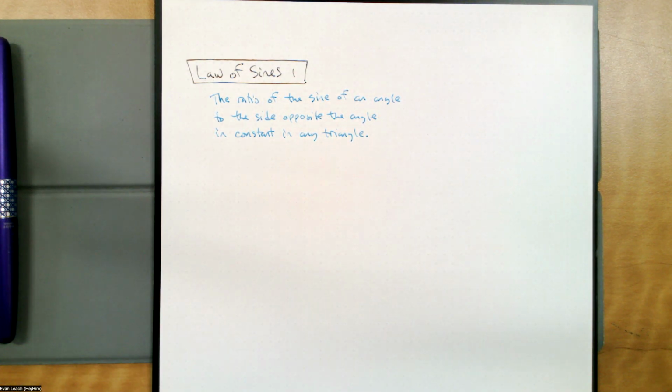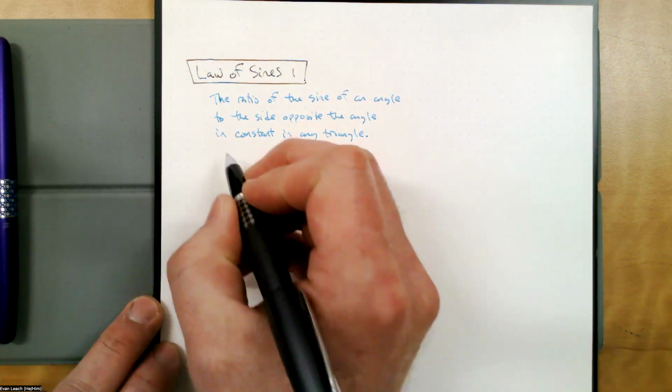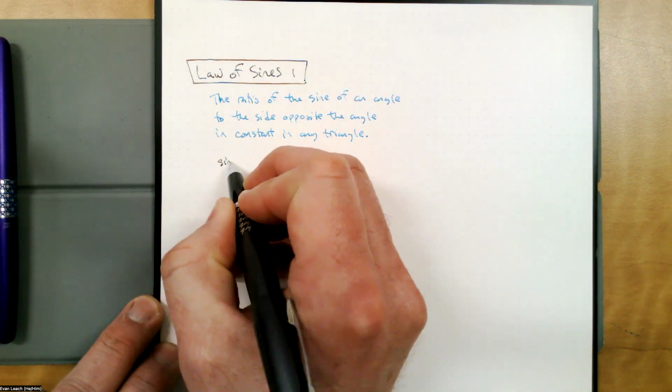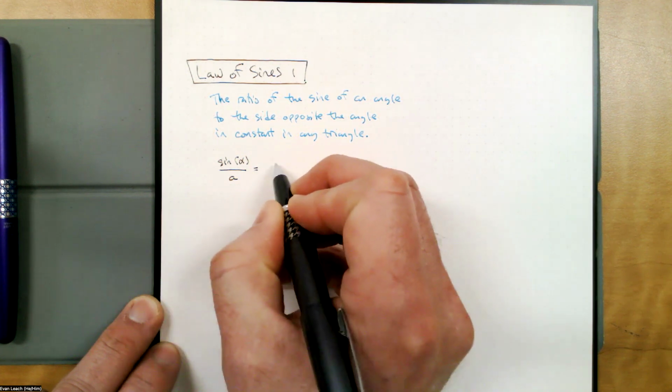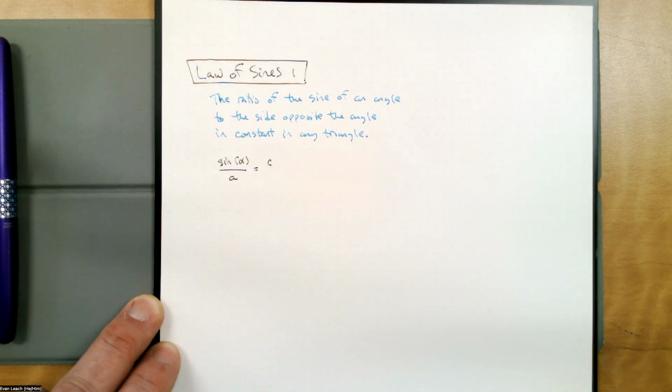This is the version of the law of sines that we say when we don't get to write down symbols. It's the difference between saying the Pythagorean theorem is a squared plus b squared equals c squared versus the sum of the squares of the legs of a right triangle is equal to the square of the hypotenuse. The ratio of the sine of an angle to the side opposite that angle is constant in any triangle.